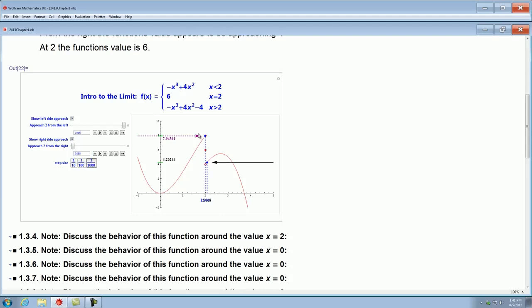So from the left, I'm getting close to 8. From the right, I'm getting close to 4. But at exactly 2, it's not 8 or 4, it's 6. So this is completely different than the previous 2 examples, because what happens at 2 is completely different than what happens from the left and from the right.